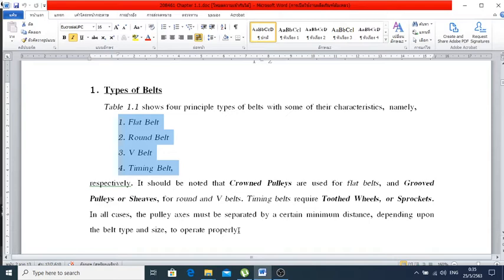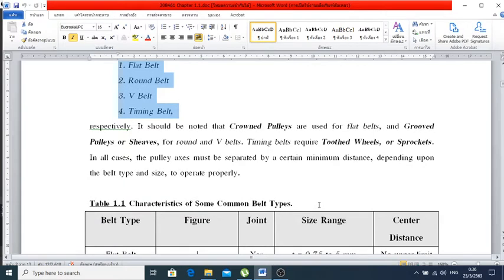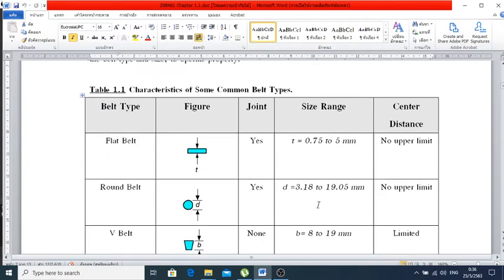But one disadvantage is that it has a limited lifetime, so creep is going to happen. That's why, if we use it for a long time, we have to change it to avoid creep or some kind of damage to the belts. Okay, so let's look at the figure.